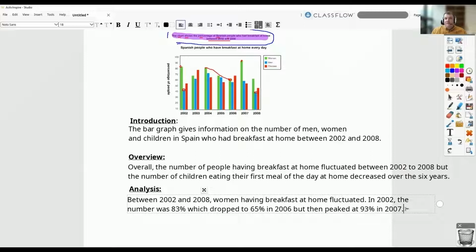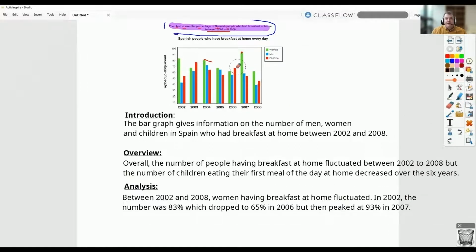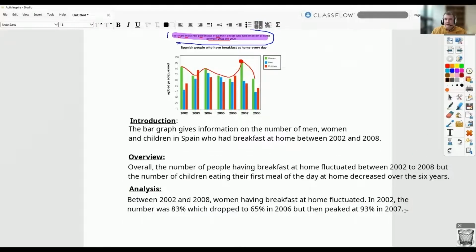So what we've done there is we've described the trends, how this has gone, haven't we? I think we don't need to really mention this because this is the key one. We want to emphasize the peak here. So we can leave it there. Okay, let's move on to talk about men.